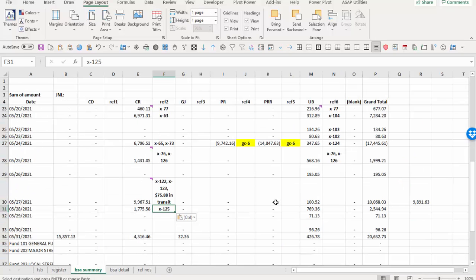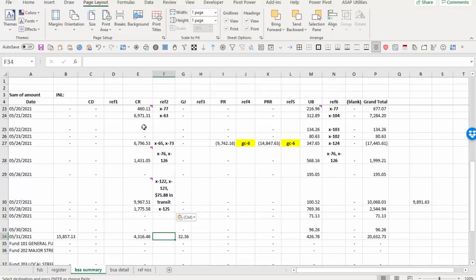So the fact that there's no reference numbers next to these amounts that we know are in transit, that's what tells us they're in transit when we go to compile the May bank reconciliation. So that's how you reconcile the deposits in the general ledger to the deposits according to the bank statement.